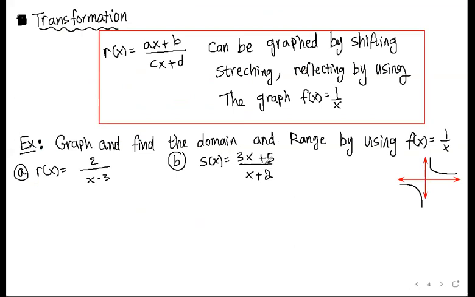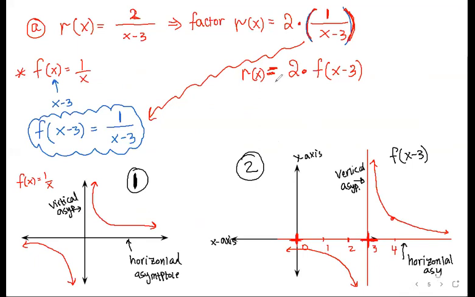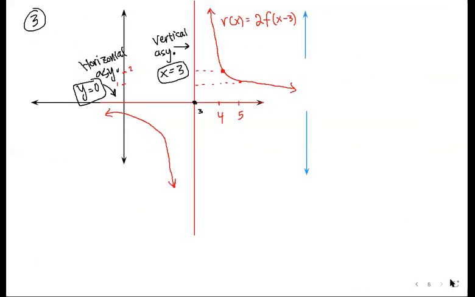For the second one, I'm going to give you the hint, but I'm not going to graph it. I'm going to give you how we can graph it, the idea of how to do this function similar to this function, how to put the function f inside the function. So for B, the question is s of x equal 3x plus 5 over x plus 2. To do this, we have to do the long division by using the previous section.